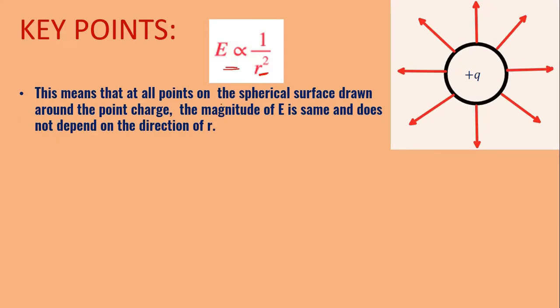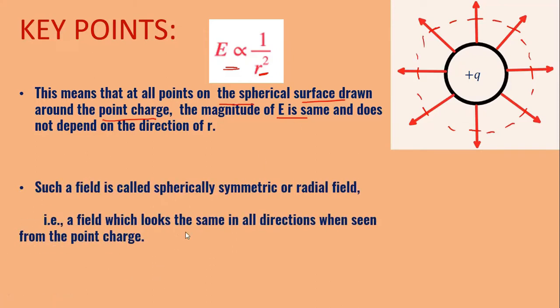That means at all points on the spherical surface drawn around the point charge, the magnitude of E is the same. If we draw a spherical surface like this around a source charge, at all the points on this spherical surface, the magnitude of E is going to be the same, and it is independent of the direction of R. This is called the spherically symmetric or a radial field. That is the most important point.